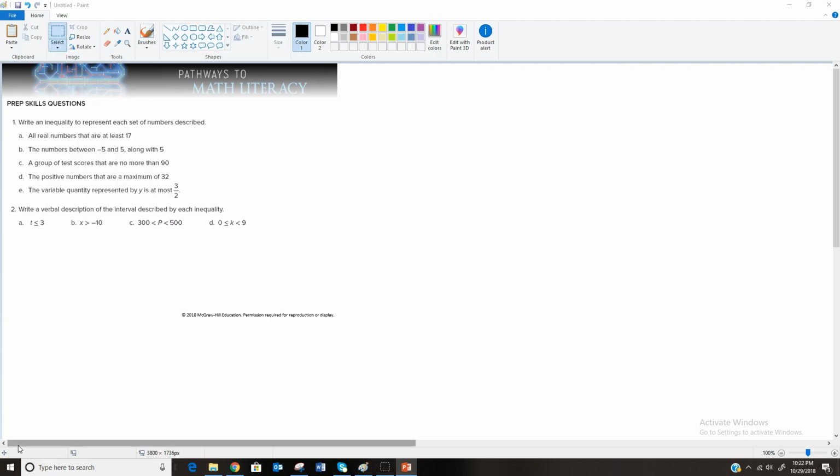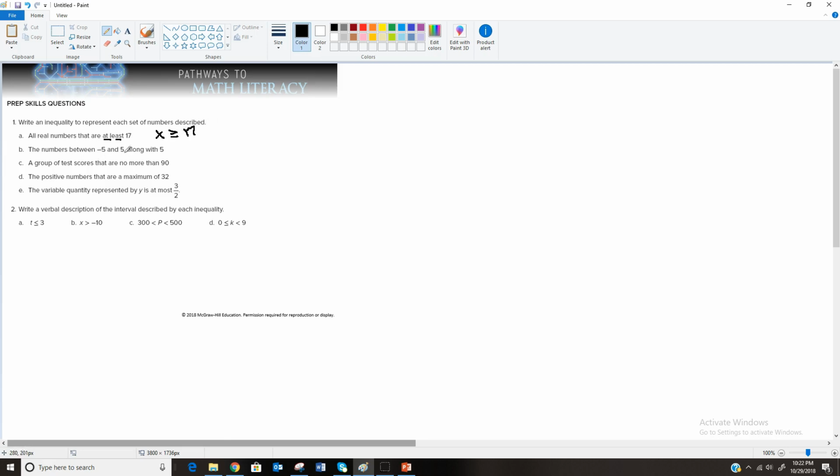So on this slide we have our first two parts to our prep skills questions. And the first one here says we're supposed to write an inequality to represent all real numbers that are at least 17. So that means you could have x to be greater than or equal to 17. Bigger than or equal to, because it says at least. So it doesn't say greater than, it says at least 17. So that includes the 17.